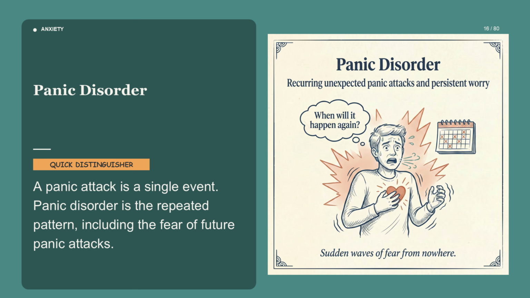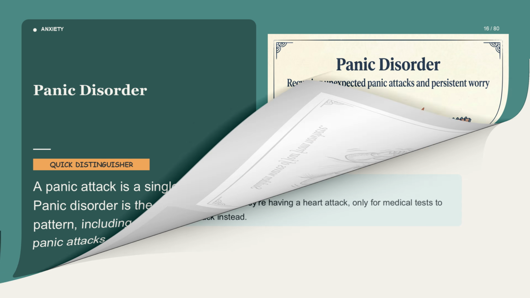16. Panic disorder. Panic disorder is characterized by recurrent, unexpected panic attacks, along with persistent worry about having more of them. For example, someone with panic disorder might start avoiding public places altogether, not because of the places themselves, but because of the fear of having another attack there.